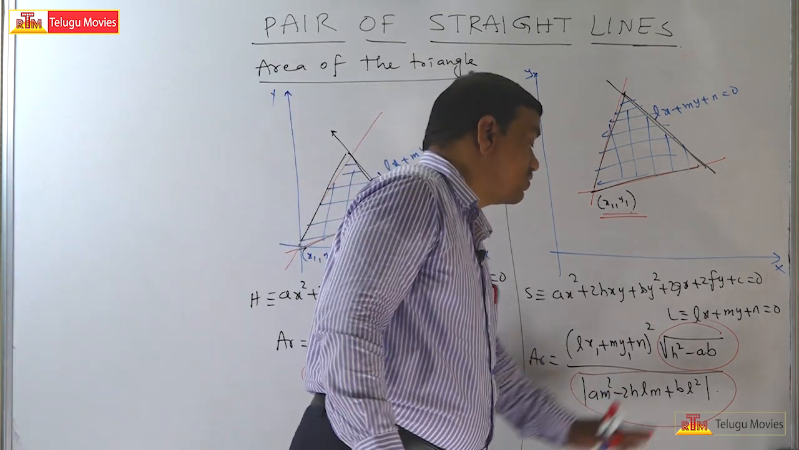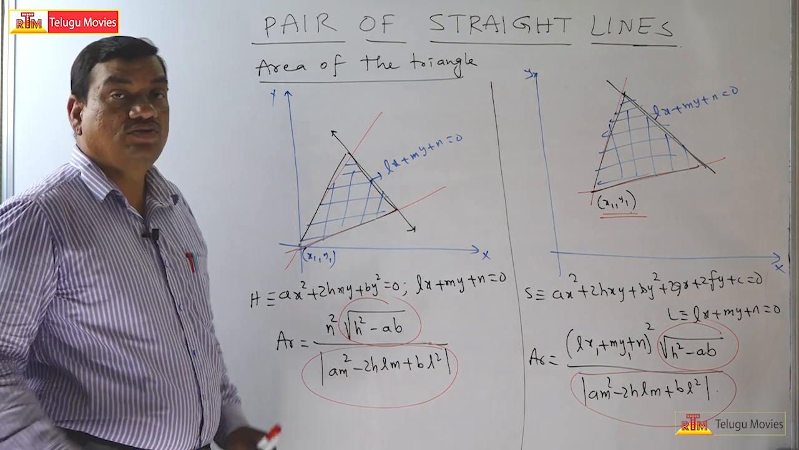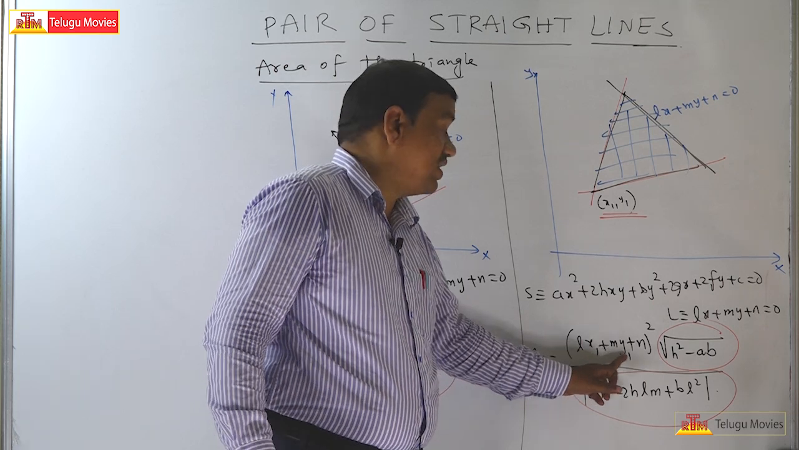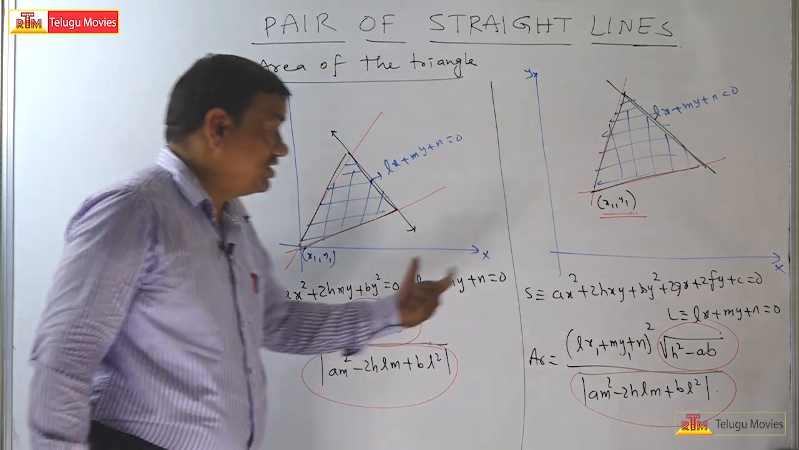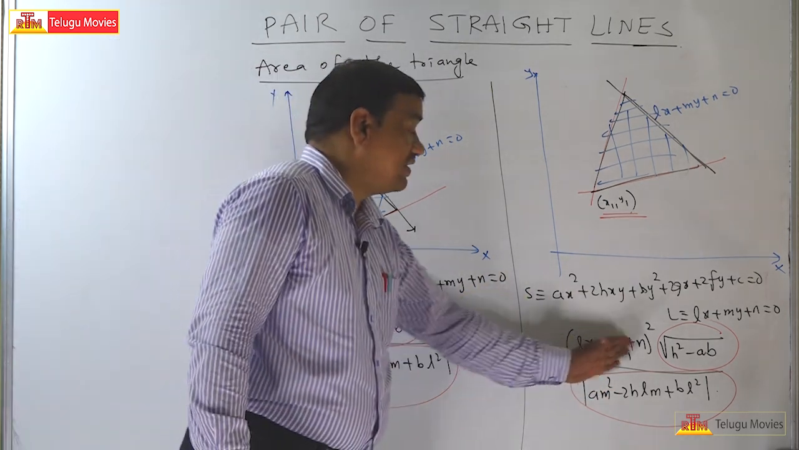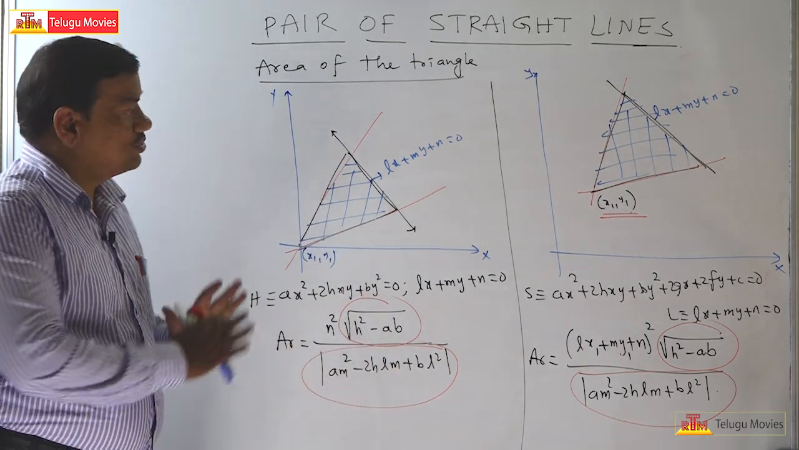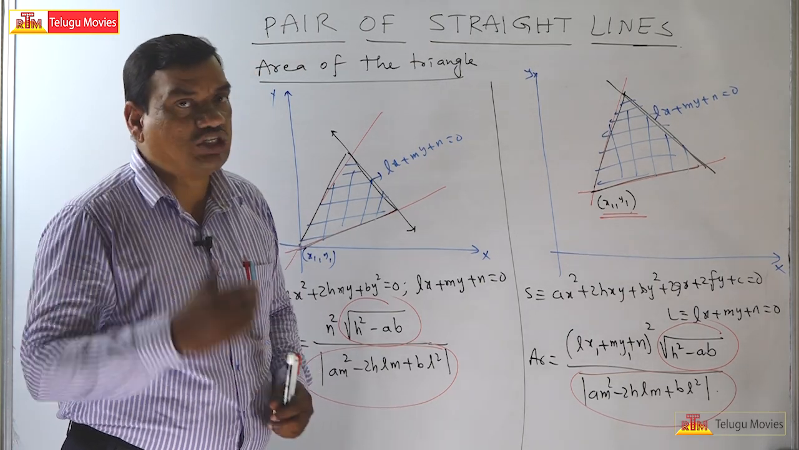So, remaining all terms are the same. Here root of h square minus ab, and here also root of h square minus ab, the denominator is also the same. So, you learn this formula with lx1 plus my1 plus n whole square. This is the main case and it becomes the general case. In place of x1 and y1, put 0 comma 0 and you will get the other case. Okay? I hope that you understand this concept. So, let us go for the next concept.